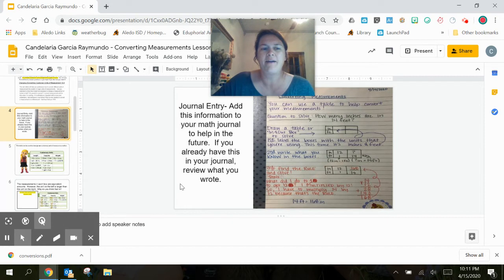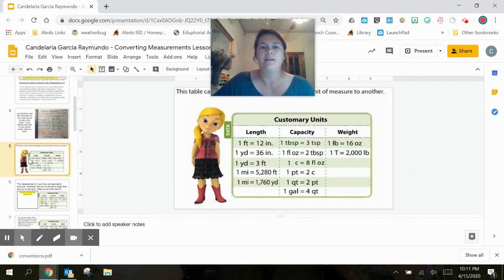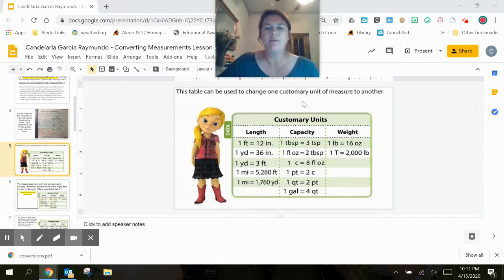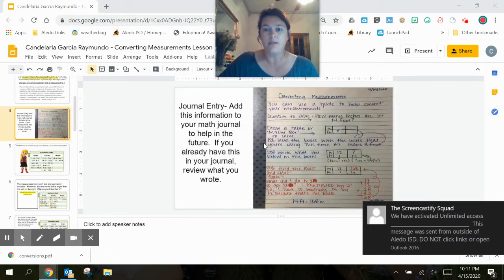Okay, and so after you have your journal entry, we're going to start the lesson. It says the table can be used to change one customary unit of measure to another. So over here, and I know we talked about this before we left, 1 foot equals 12 inches, 1 yard equals 36 inches, 1 yard equals 3 feet. So these are our units: feet, yards, miles, inches, feet, and yards. And you're changing from one unit, feet, to another unit, inches.